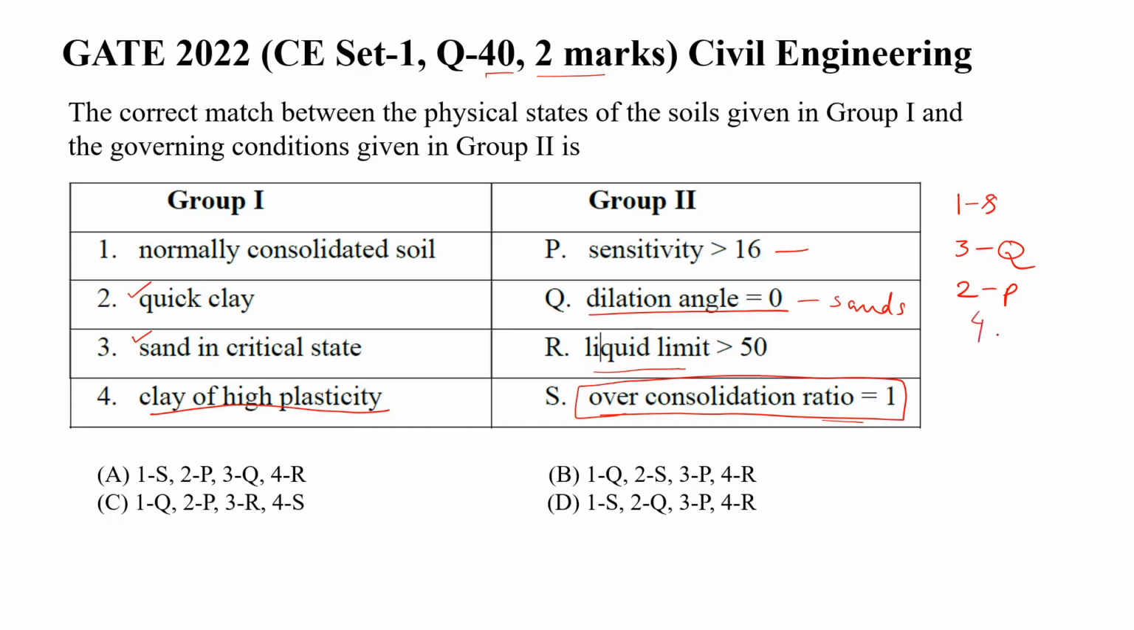Then 4 is R. Now we'll rearrange. 2 is here anyway. So that means 1, 2, 3, 4 correspond to S, P, Q, R. Yes, then the answer is A.